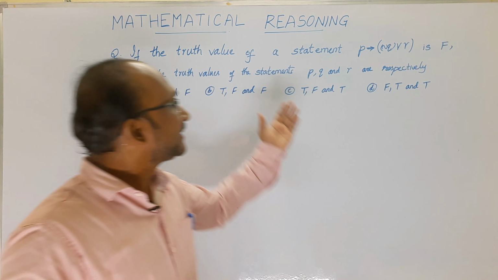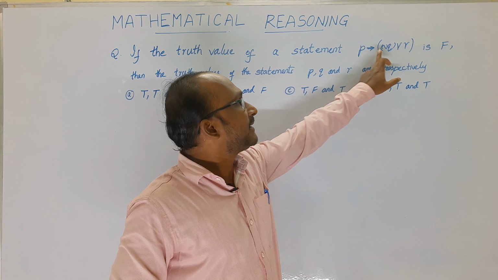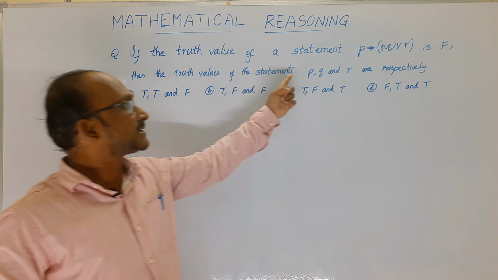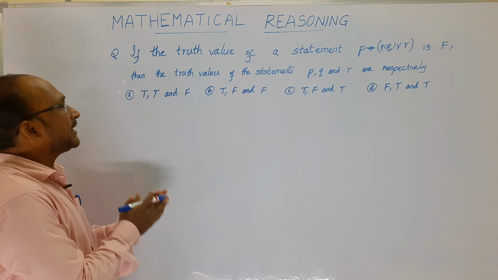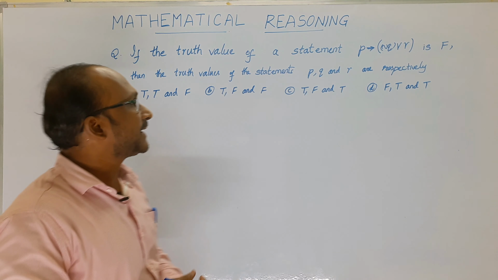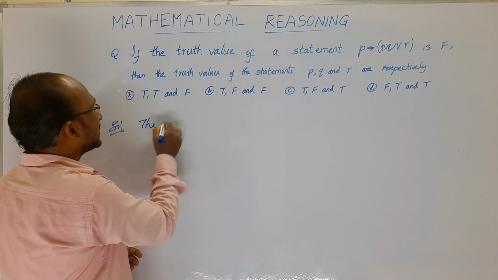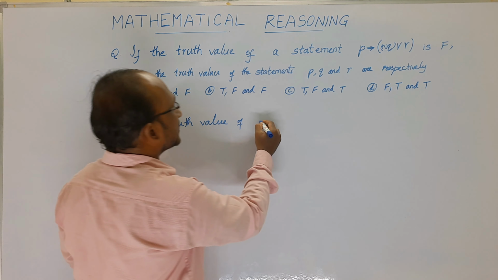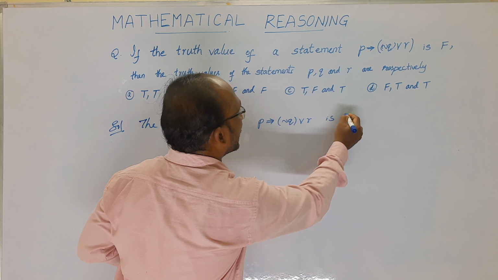Students, now let us see this question. If the truth value of a statement P implies negation Q or R is false, then the truth values of the statements P, Q and R are respectively. So, here to find the truth values of the statements P, Q and R, first we have to take the given condition. What is the given condition? Given that the truth value of the statement P implies negation Q or R is false.